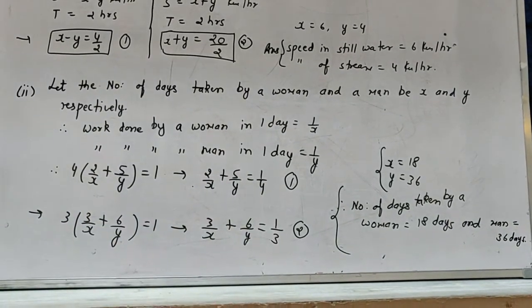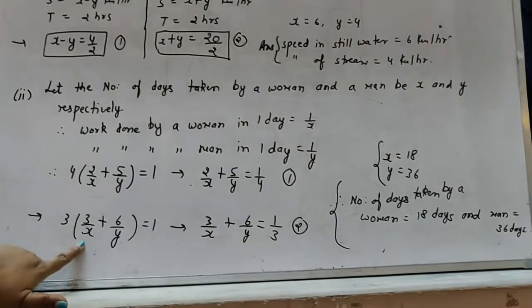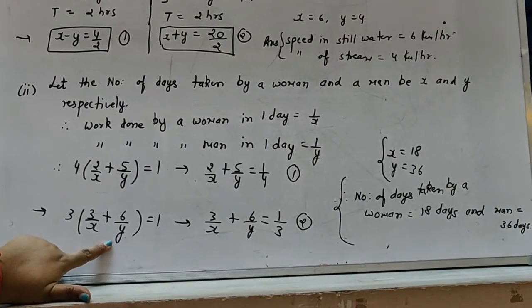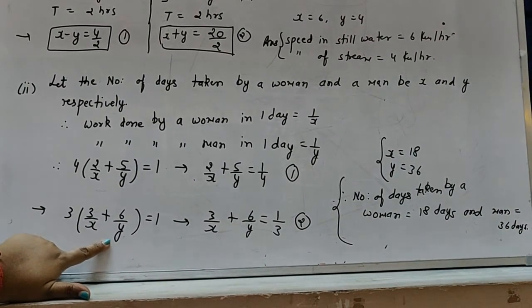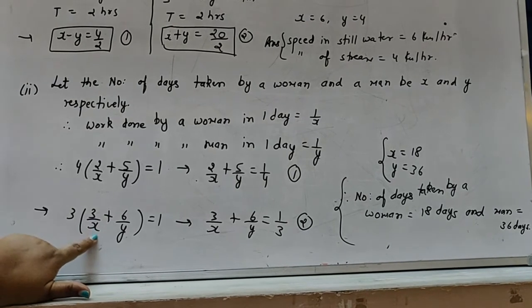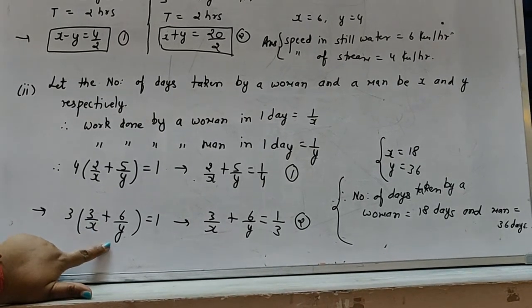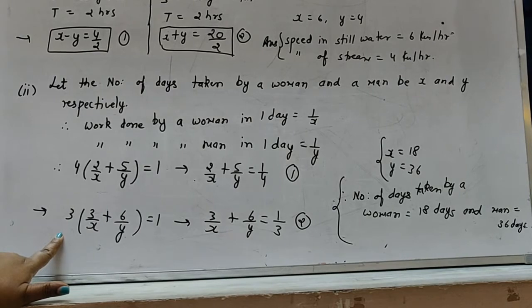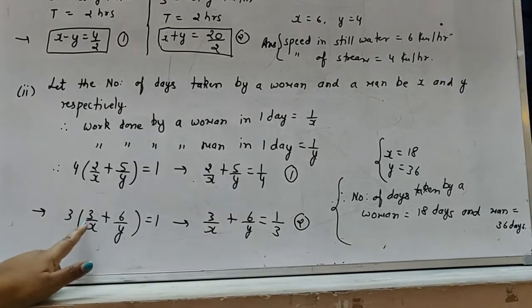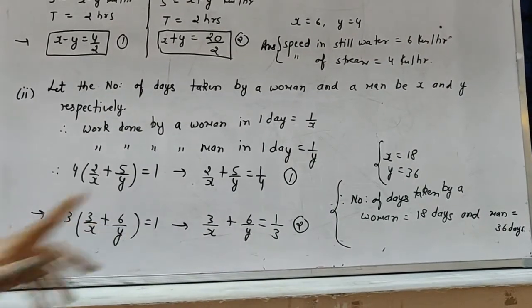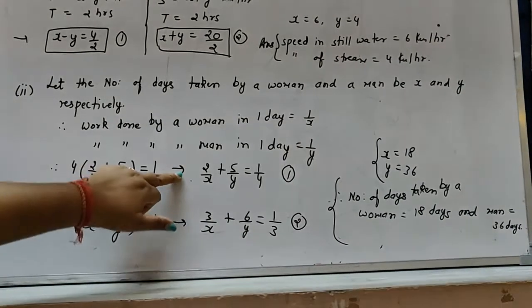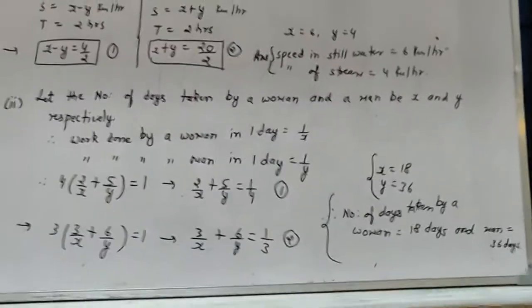Similarly, the second equation will be 3 into 3 upon x plus 6 upon y, because in the second equation he is saying that 3 women and 6 men can finish it in 3 days. So it will again be 3 upon x plus 6 upon y equal to 1 upon 3. Now this is the first equation, this is the second equation. So how are you going to solve it?